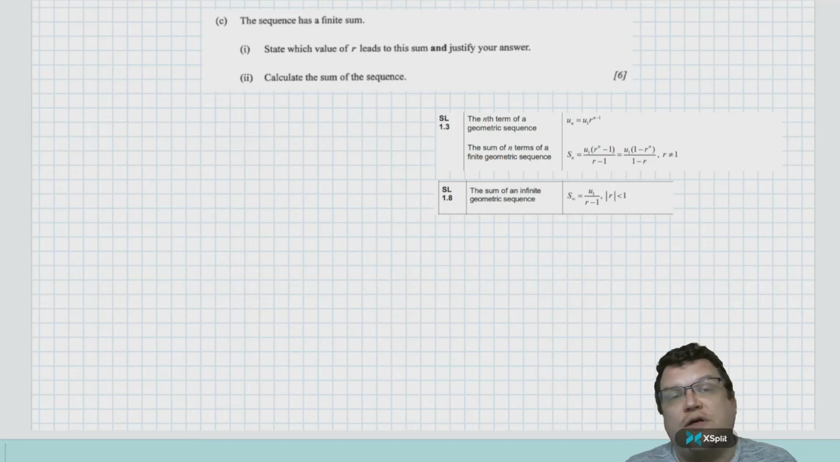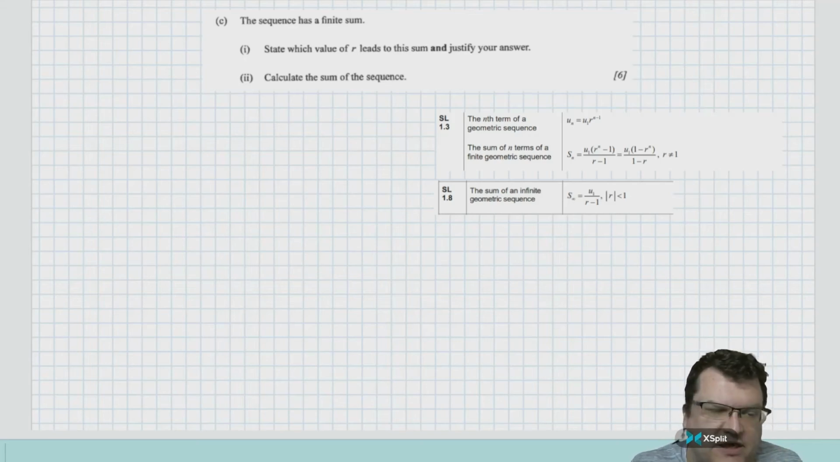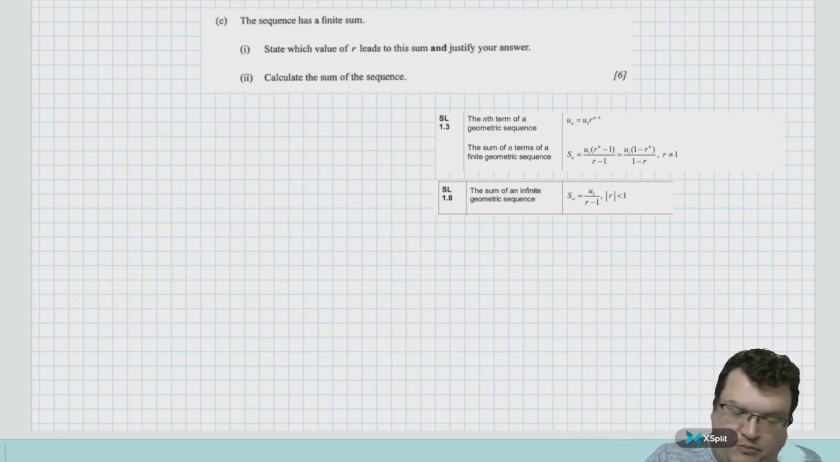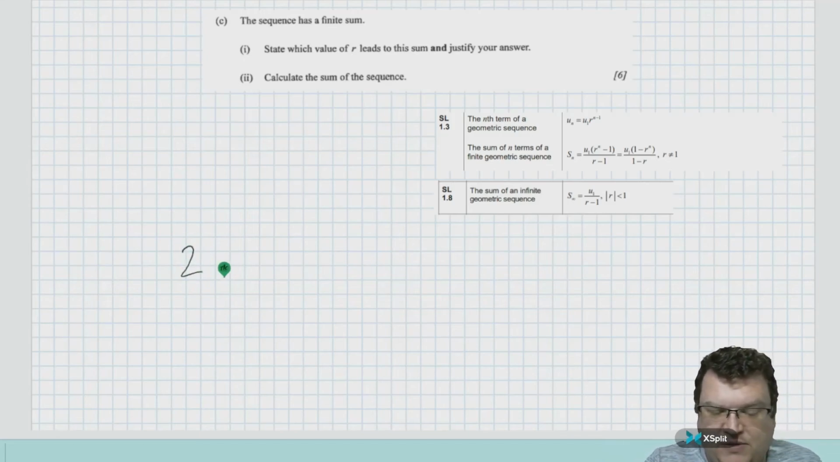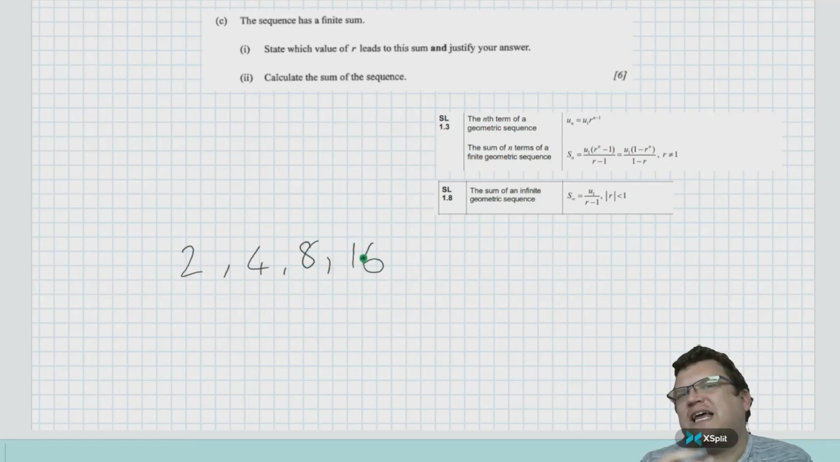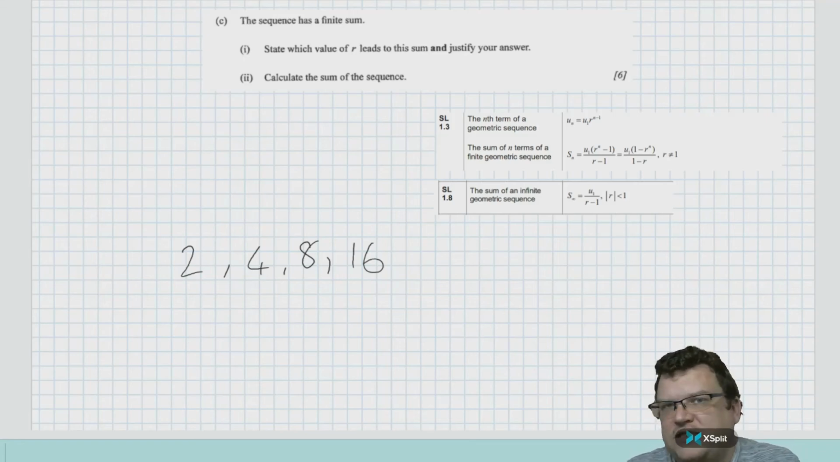Which brings us on to the third section here, where we're told that the sequence has a finite sum. Now, of course, we're harking back to the original problem, which told us it's an infinite geometric sequence. For it to have a finite sum, we need successive terms to be shrinking as they go. If you think about a sequence where that doesn't happen, something like 2, 4, 8, 16, obviously each term is getting larger and larger. If we were to add those, our total is getting even larger, and it's what we call unbound. This is just going to shoot off to infinity. So no sensible finite sum here.